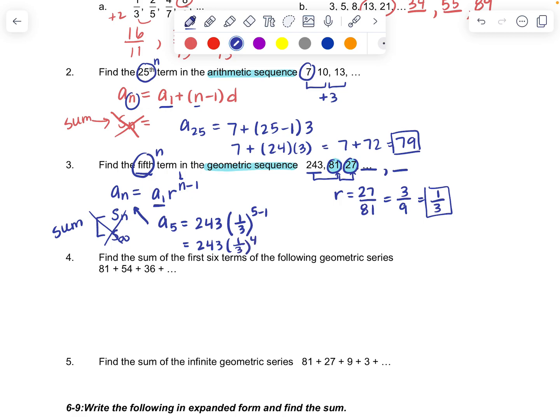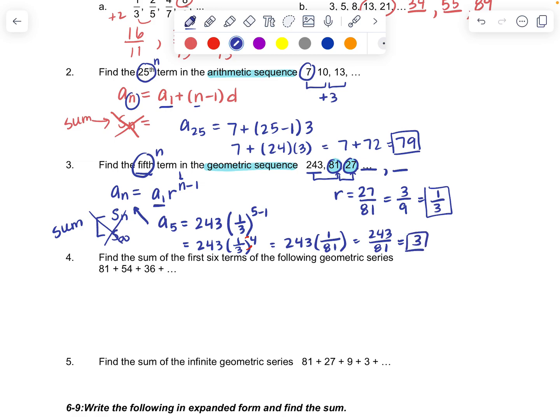Now, look, I know we're letting you use calculators, but I'm a big advocate of helping your calculator out as much as possible so you don't mess up inputting it. So I'm going to raise both of these to the 4th power. What I'm left with is 243 times 1 to the 4th, which is 1, over 3 to the 4th, which is 81. And this is literally just asking me, what is 243 divided by 81? Which is a nice little 3. Okay, so the fifth term here should be 3.